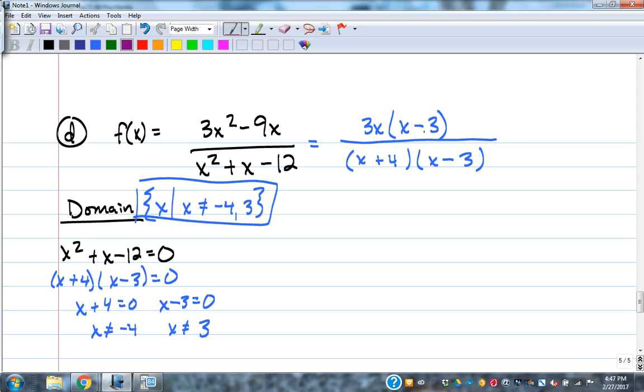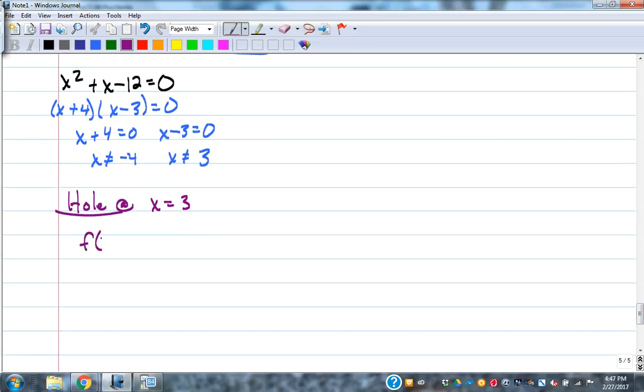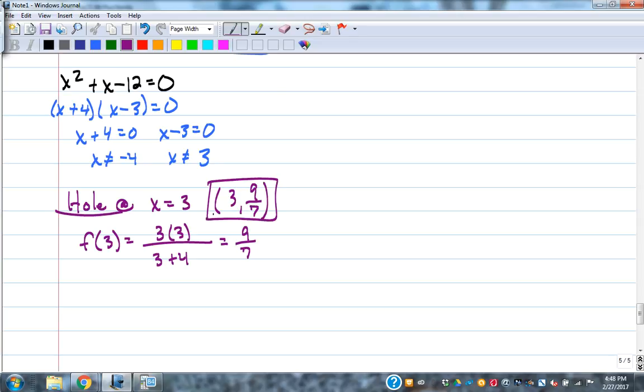You get another cancel out x. Yeah, those x minus 3's cancel each other out. What's that create? A hole at what? X equals 3. We want to find that value. So it'll be 9 over 7. So the ordered pair would be 3, 9 over 7. We're going to find the ordered pair for that hole. You know it exists there at 3. Just plugging it in and working it out.